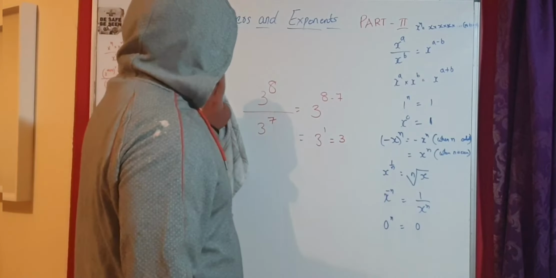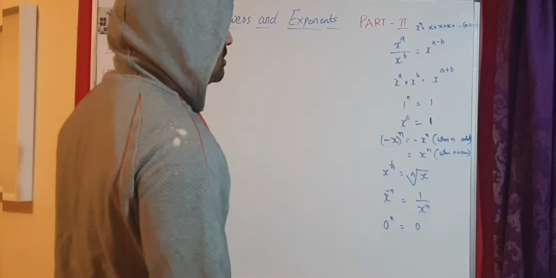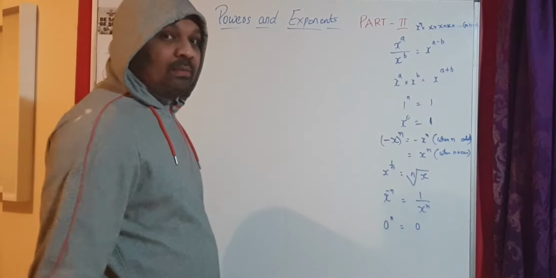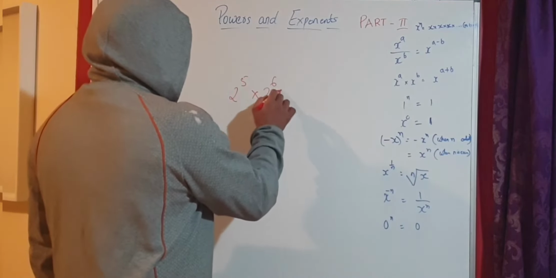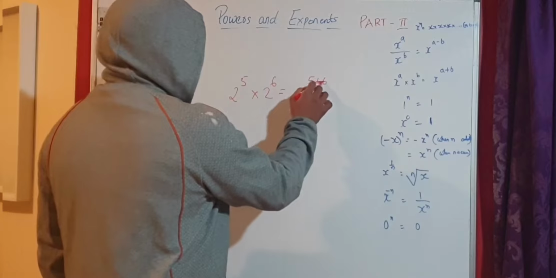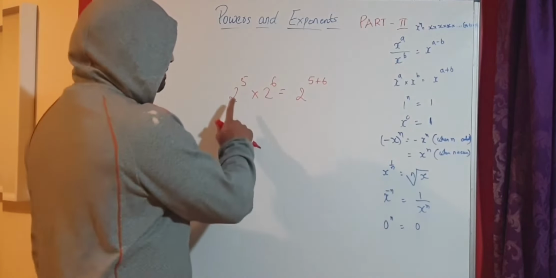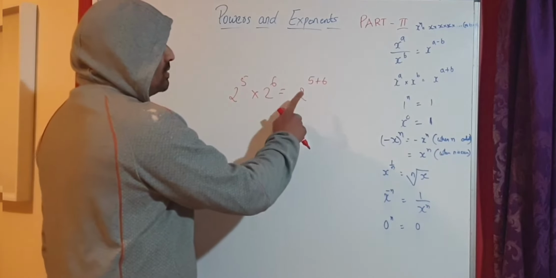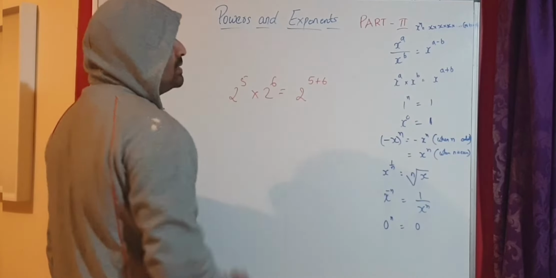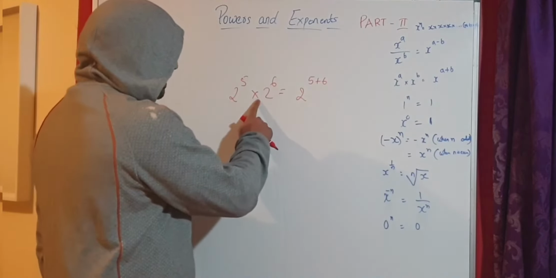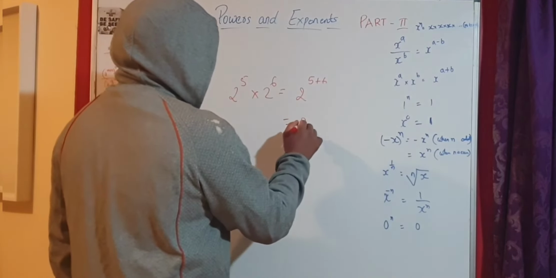That's about x to the power of a by x to the power of b. The other formula is x to the power of a into x to the power of b is equal to x to the power of a plus b. For example, 2 to the power of 5 into 2 to the power of 6 is equal to 2 to the power of 5 plus 6. Again, the very important thing is they should have the same base. In this case, the base is 2, and the powers have to be summed up. Here it is a multiplication, and here it is a sum. This is going to be 2 to the power of 11.